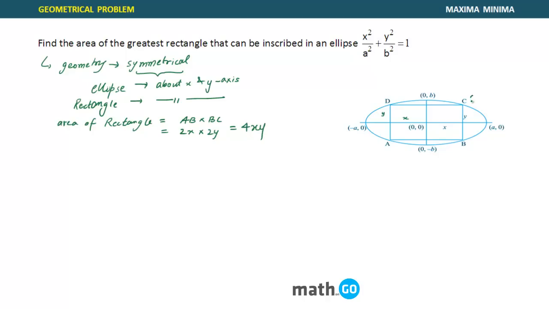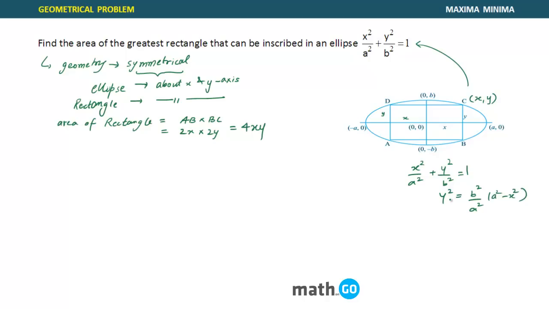For that, see here, what is the position of C? (x, y), because since this is x and this height is y, this point is (x, y), and this (x, y) satisfies this particular expression. So that means I can say x square by a square plus y square by b square equal to 1. So what is the value of y square in terms of x? It will be b square by a square times (a square minus x square).